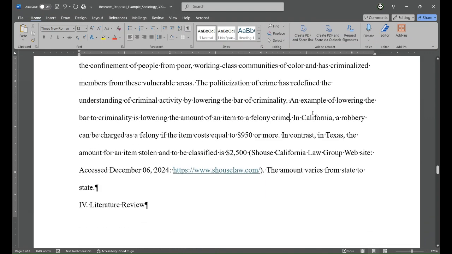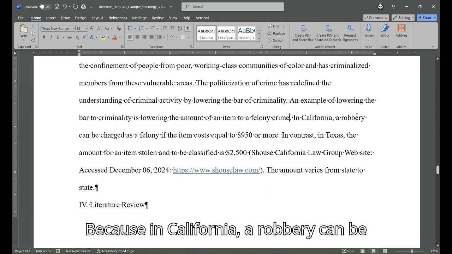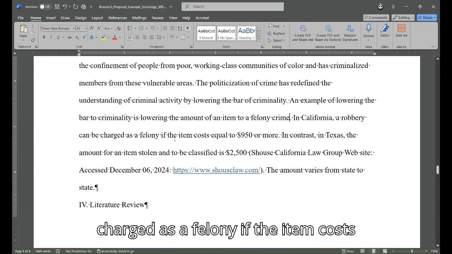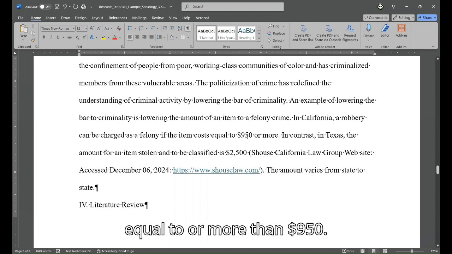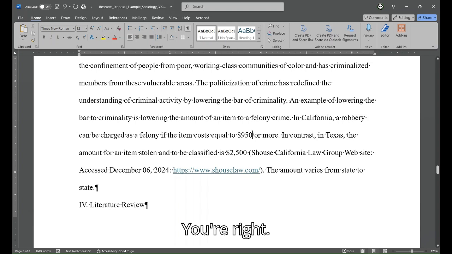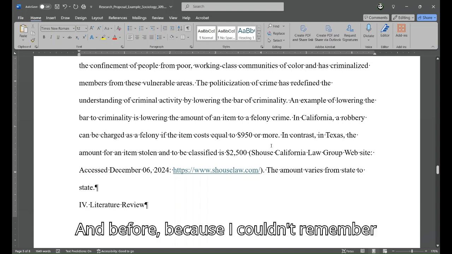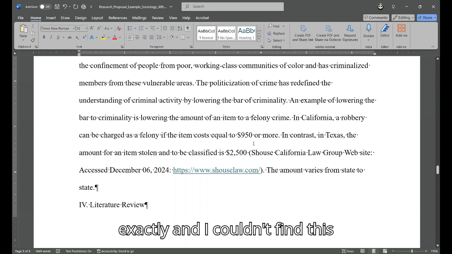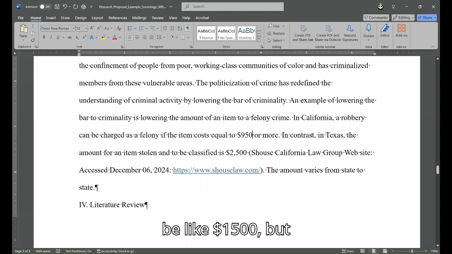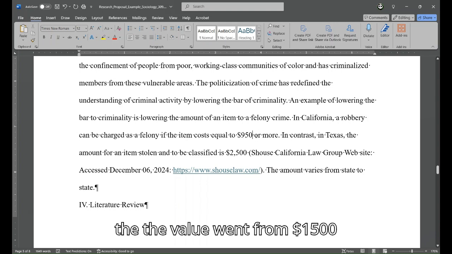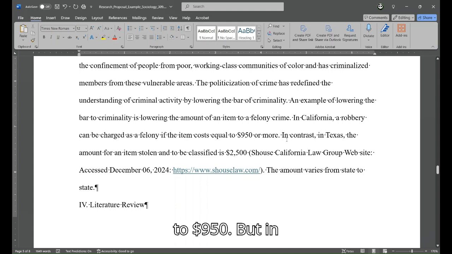Because in California, a robbery can be charged as a felony if the item costs equal to or more than $950. You're right. And before, because I couldn't remember exactly and I couldn't find this information, before it used to be like $1,500. But in the mid 1990s, the value went from $1,500 to $950.